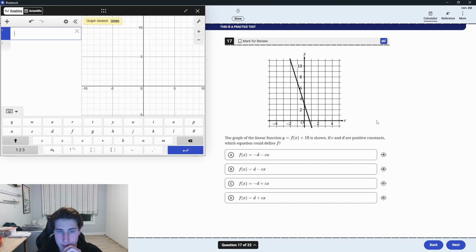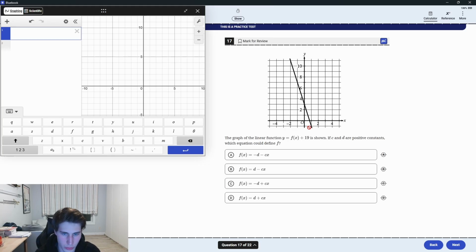Alright, number 17. The graph of the linear function is shown, if c and d are positive constants. What could define f? Okay, so right now what we're seeing is f of x plus 19. So it's the original equation up 19 units. So that's the graph. So that means that the y-intercept for the original graph is going to be below the x-axis. So it's going to be in the negatives. Because if it's translated up 19 units, and it's now at 3 in this new graph, that means that the original one has to be below x.